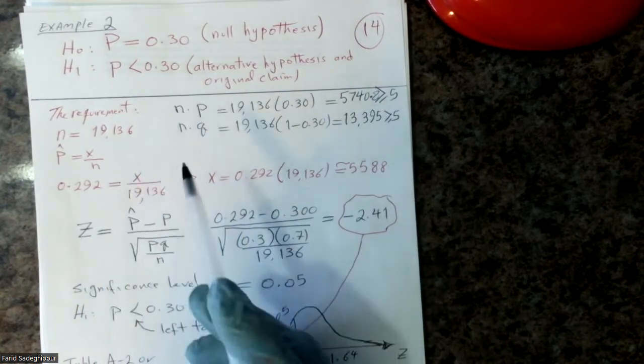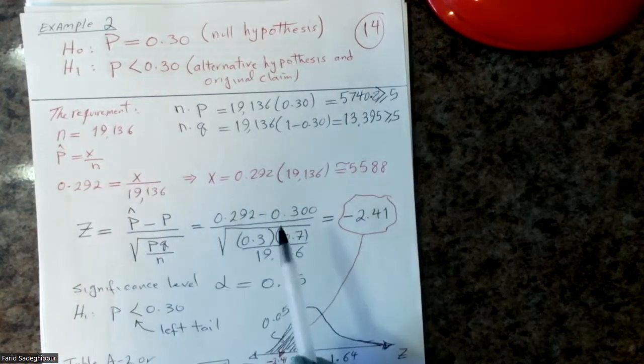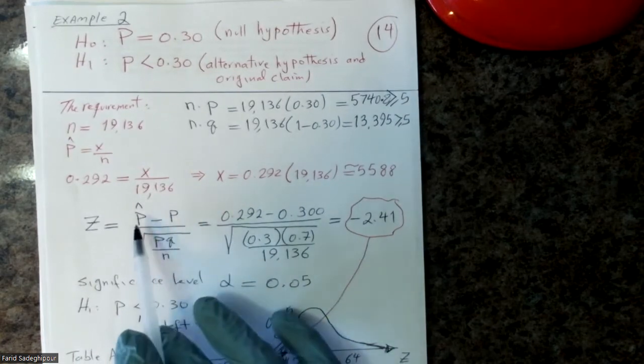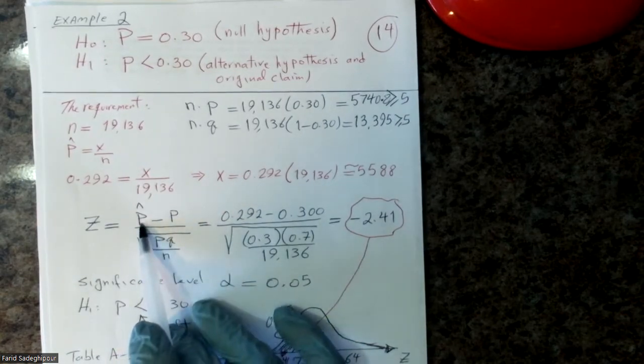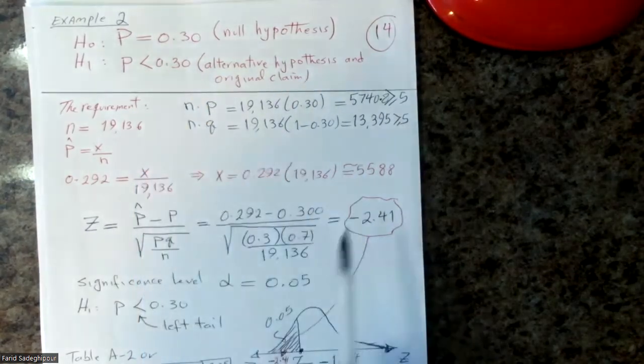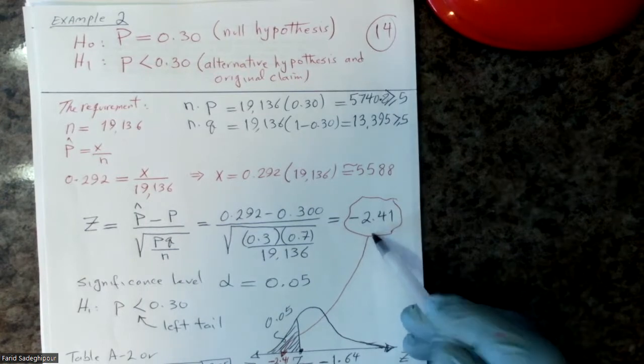Now, we don't need to use the x in this formula; we need the x later on for the calculator. So p hat is given in the problem, and capital P is 0.3. We have all the numbers. That gives you the z of the calculation.